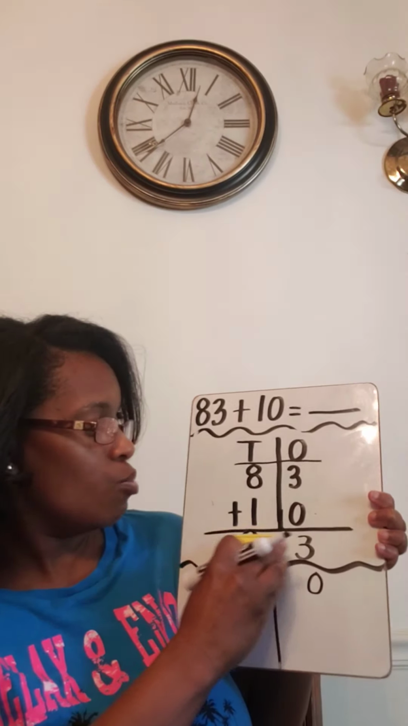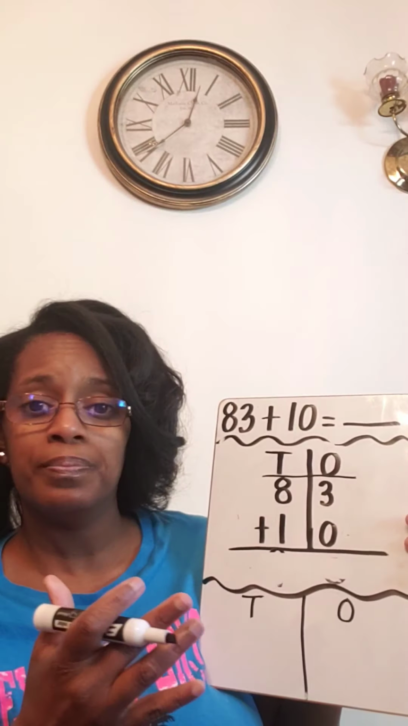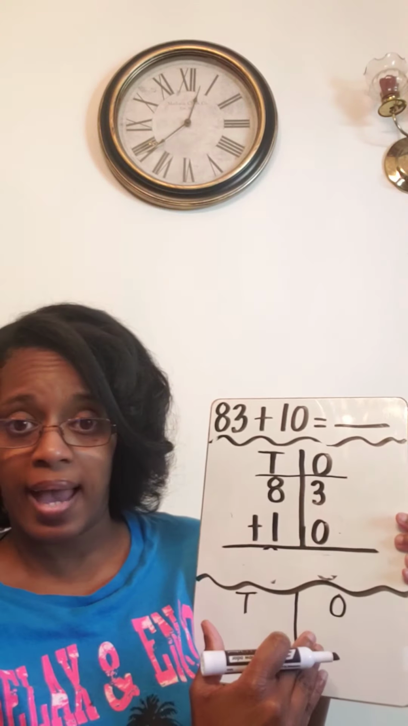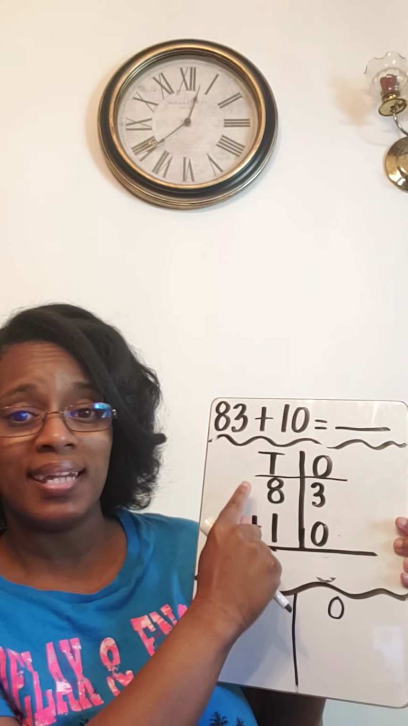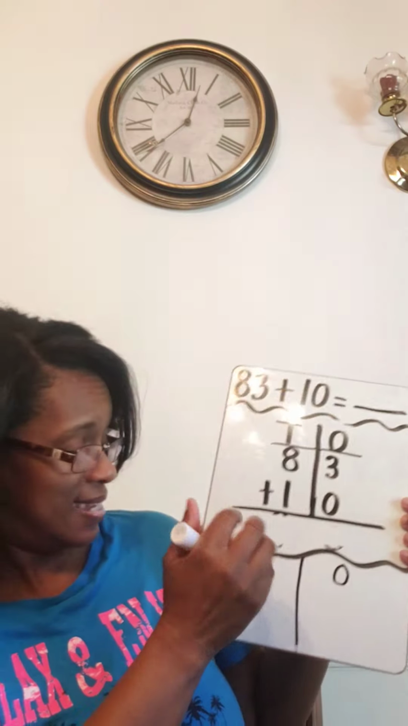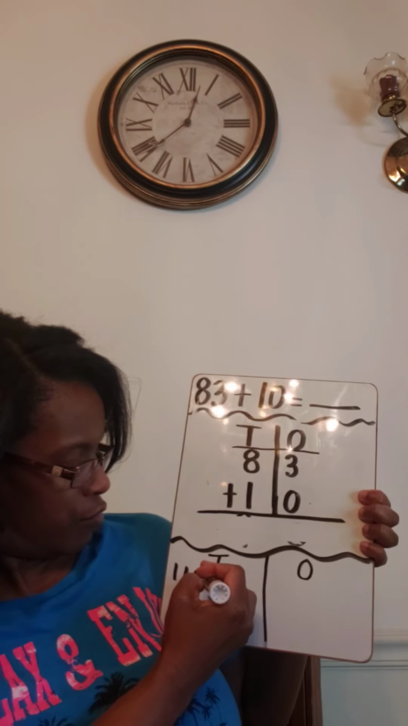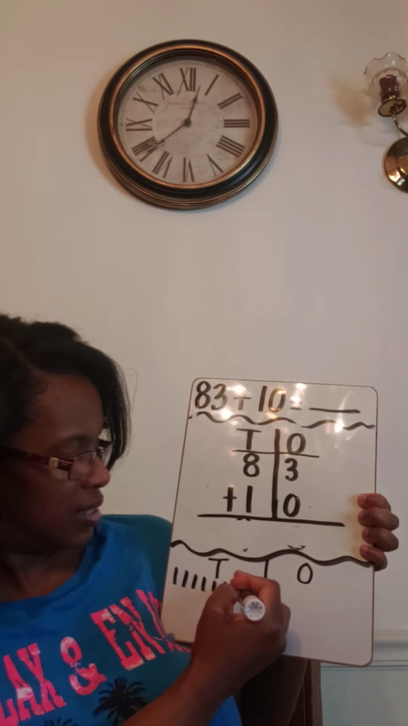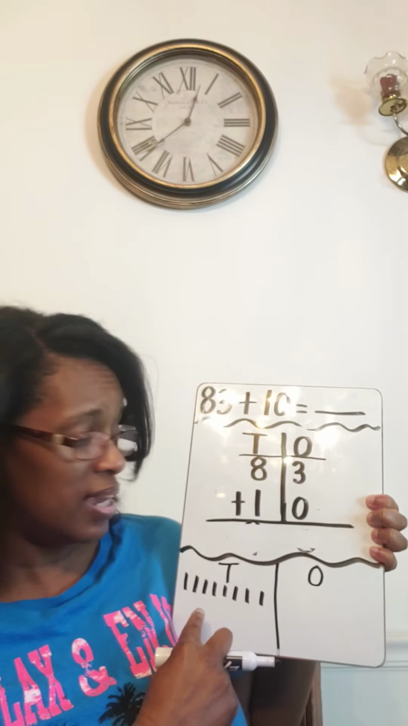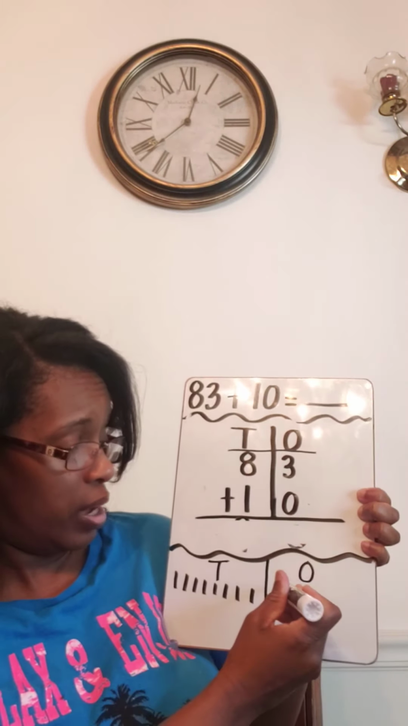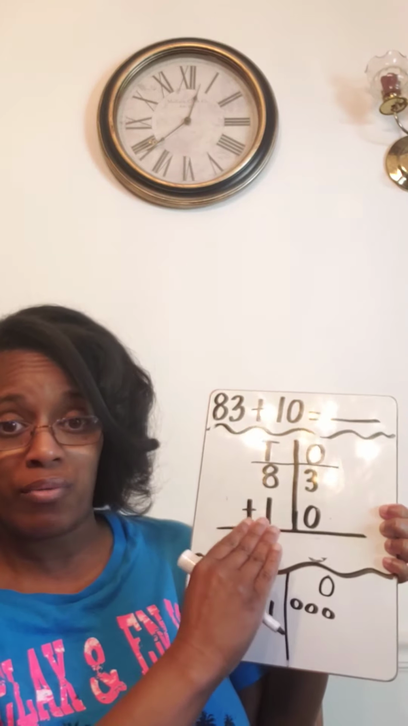Let's use this same one, 83 plus 10, and I'm going to draw these out. So let's think about it. Let's see how many tens there are in 83. Well, it tells me there are 8 tens. So 1, 2, 3, 4, 5, 6, 7, 8. There are 8 tens in 83 and 3 ones. 1, 2, 3. So I'm just drawing what I already know.